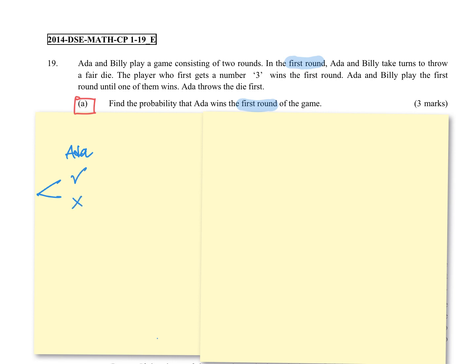Okay, so getting a 3 in a fair die would be 1 out of 6, and not getting it 5 out of 6. And if Ada gets a 3, then that's the end. But if not, so that will be a cross, and that will be BD's turn. So again 1 over 6, 5 over 6. And then Ada again. If not, a cross, and just continue.